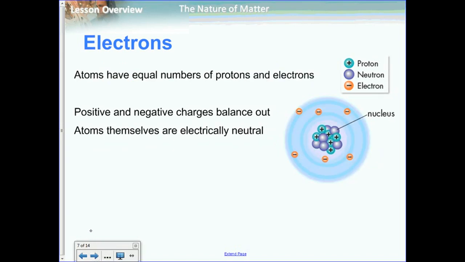In terms of number of protons and electrons, atoms will have equal numbers. So protons have a positive charge. The number of protons is going to equal the number of electrons that are negatively charged. So they're equal so that the positive charges and the negative charges balance out, and atoms are overall neutral.